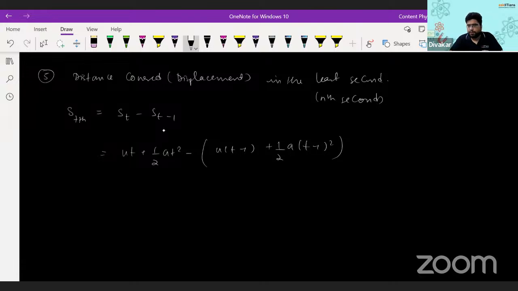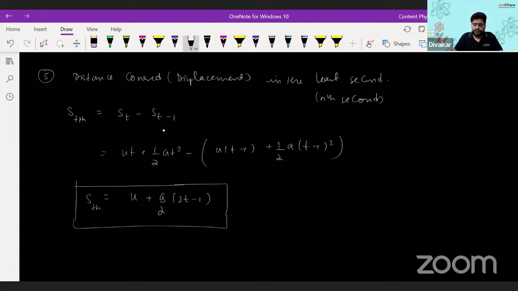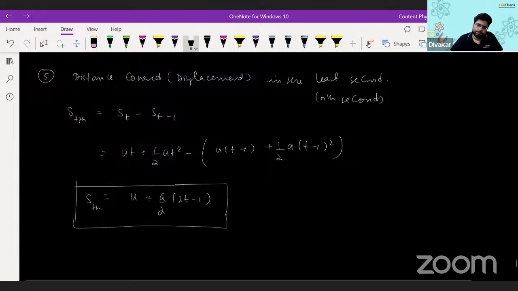Now, if you simplify it, which is a very easy task, you will end up with a result looking like this: u + (a/2)(2t - 1). This formula is very crucial, and I want all of you to remember this: if you want to find out the displacement covered in any tth second, then you can find it using this formula.